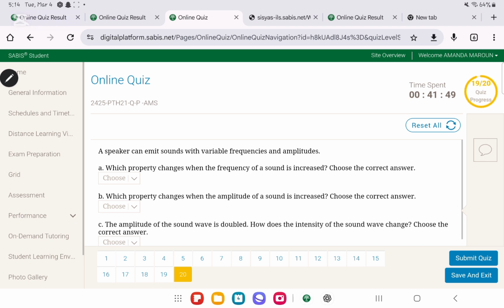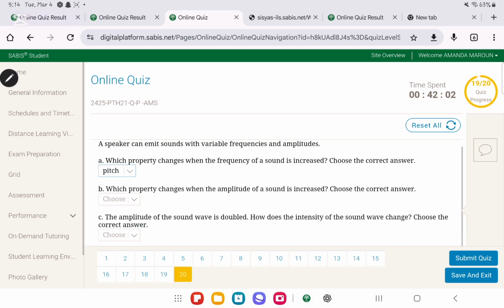This again is just more definitions. We said that frequency is proportional to the pitch, so an increase in frequency increases the pitch. Okay, which property changes when the amplitude of a sound is increased? Very simply, we know that amplitude is directly proportional to the loudness, so increasing the amplitude will increase the loudness.